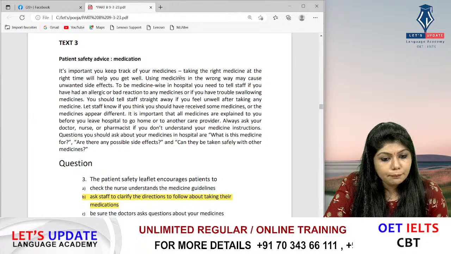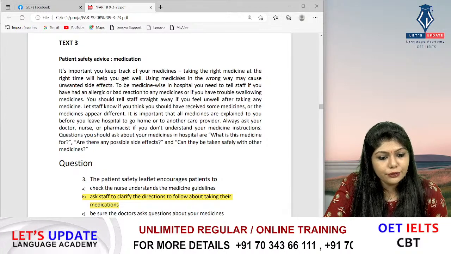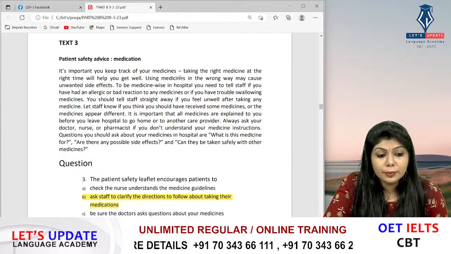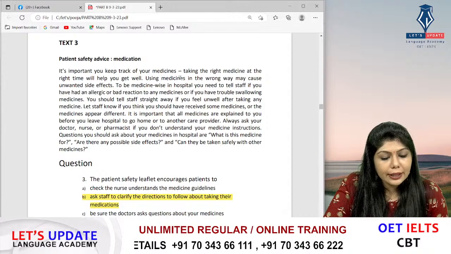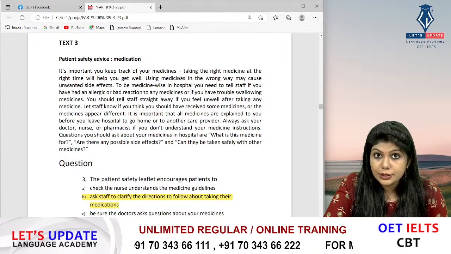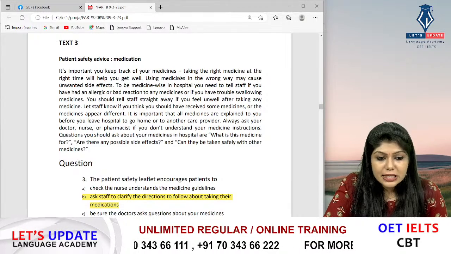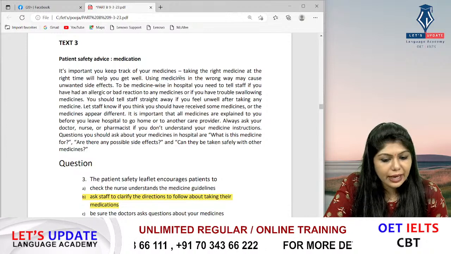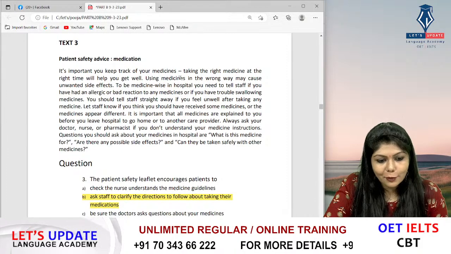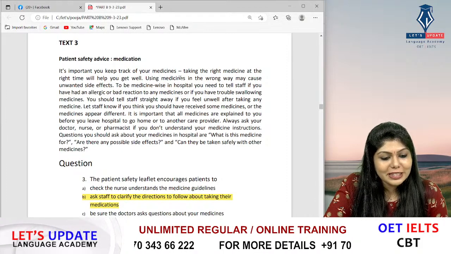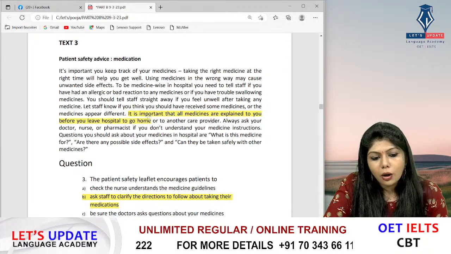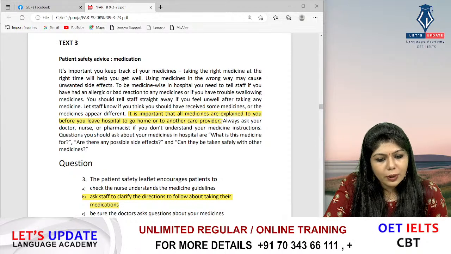And you need to inform the staff if you had an allergic or bad reaction to any medications, or if you have trouble swallowing medication. And you should tell the staff straight away if you are feeling unwell after taking medications also. And let staff know if you think you should have received some medicines or the medicines appear different. And the next point is it is important that all medicines are explained to you before you leave hospital to go home or to another care program.